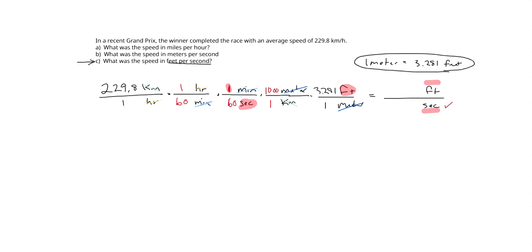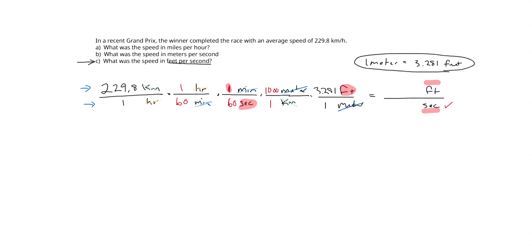So what are we going to do? We're going to be multiplying across the top. I'm going to multiply these three numbers: 229.8 times 1,000 times 3.281. And whatever we come out with, we're going to then divide by 60 and divide by 60 again. Or we're going to multiply the numbers in the denominator, and then divide the numerator by the denominator.